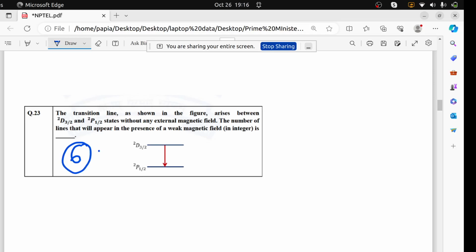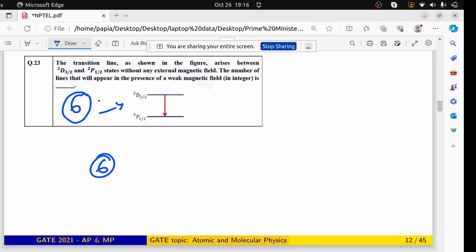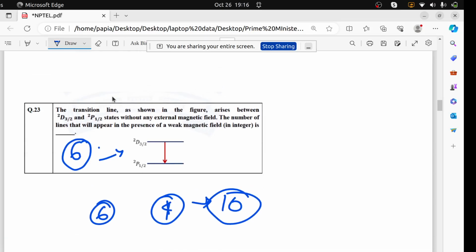The transition line as shown in the figure arises between 2D 3/2 and 2P half states without any external magnetic field, but the number of lines that will appear in the presence of a weak magnetic field is 6. So it is nothing but the sodium D lines, D1 and D2. There will be 6 lines for one and 4 lines for D1, so as a whole there will be 10 splitting lines in presence of the Zeeman effect. It is the application of the Zeeman effect, whatever is given in question number 23. I think it's understandable by all of you because it's very simple.